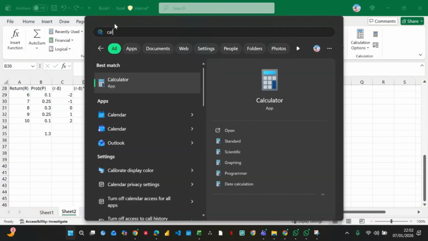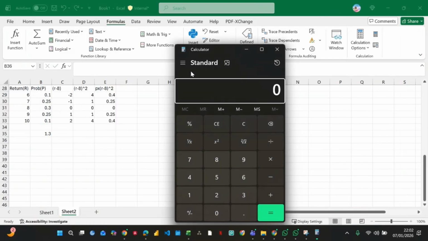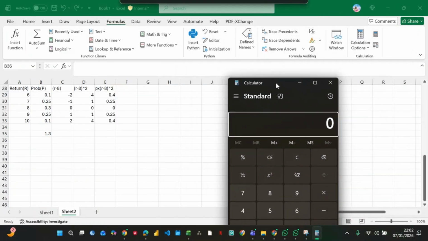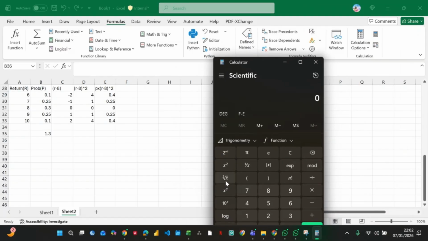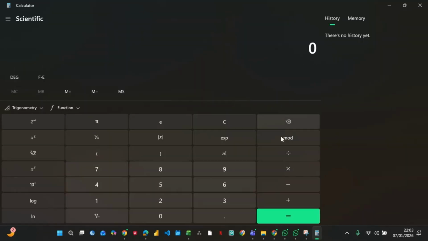So what I mean is, if I have this, the calculator can be scientific now. So I now have, where's the square root here? Right? Function.